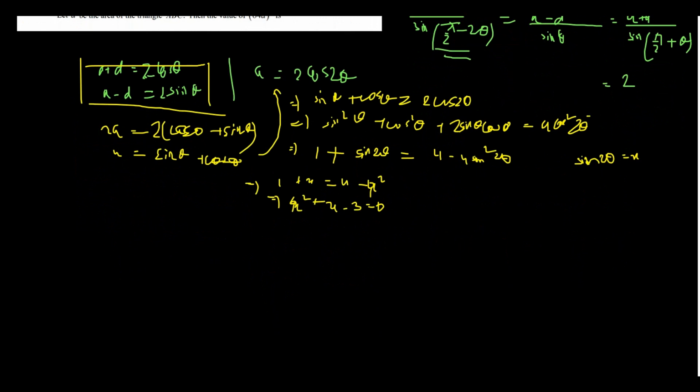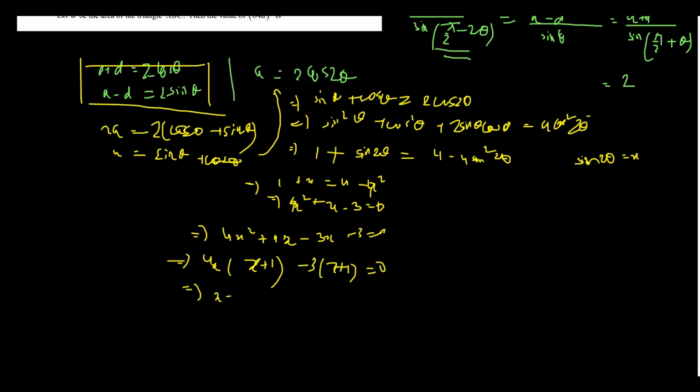Now by doing further calculation, we will get 4x squared plus 4x minus 3x minus 3 equals 0. So this will be 4x, taking common, (x plus 1) minus 3 (x plus 1) equals 0. So x equals 3 by 4 or minus 1.